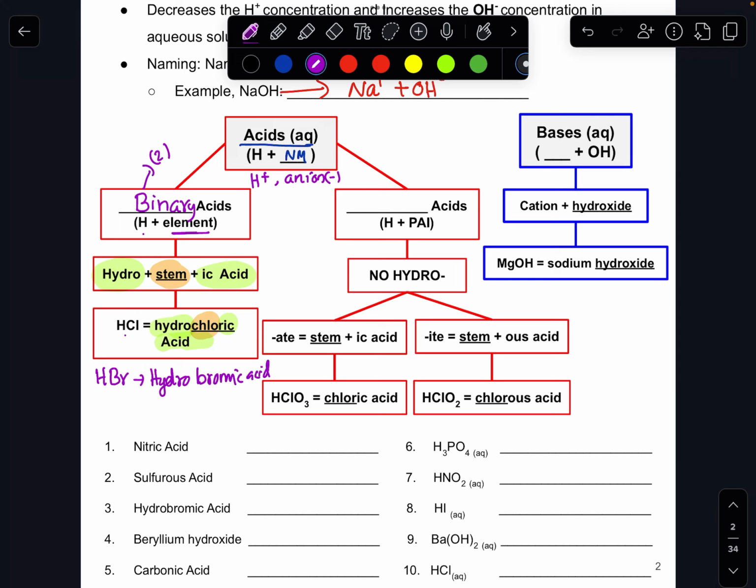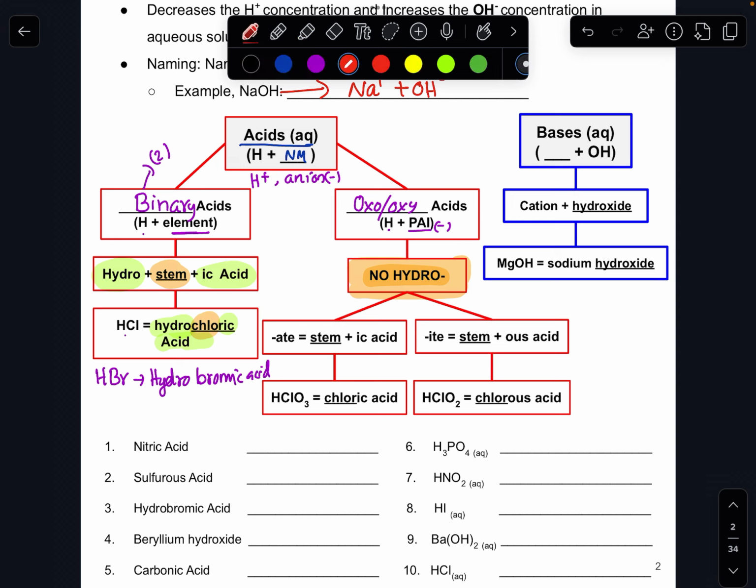Then oxygen containing acids, basically oxo or oxy acids. They contain hydrogen and a polyatomic ion. We know that polyatomic ions are negatively charged, so the anion will be a polyatomic ion. And we will never start the name with hydro. There is no hydro needed. Very important, okay?